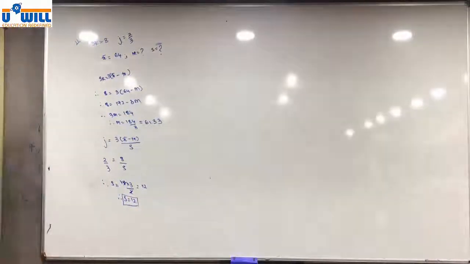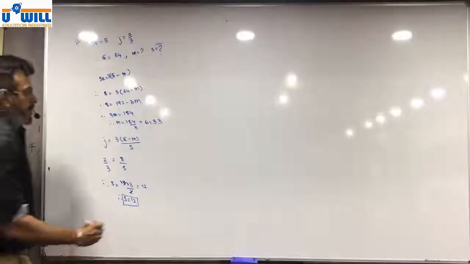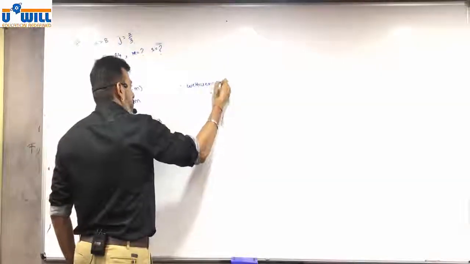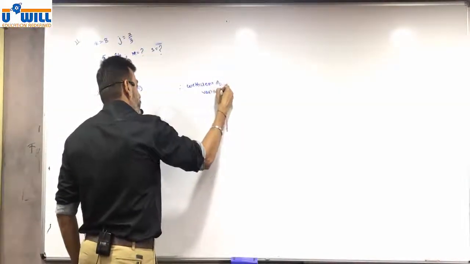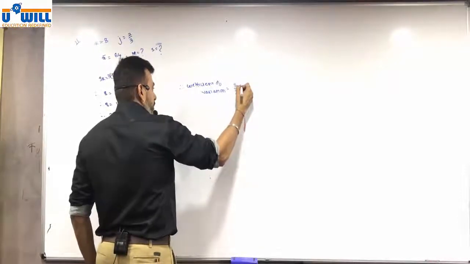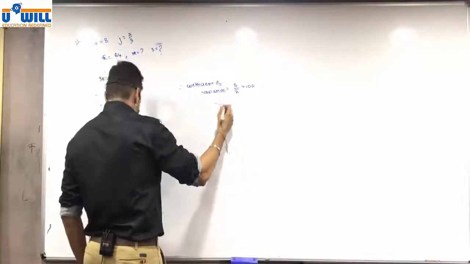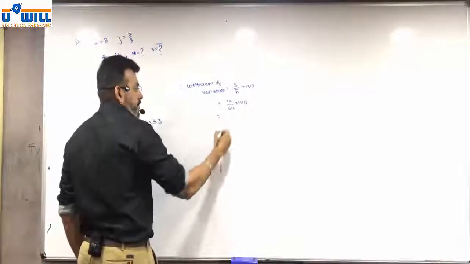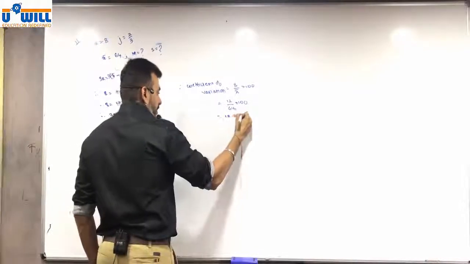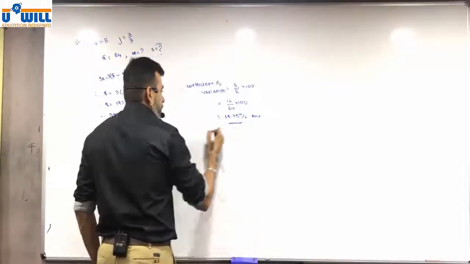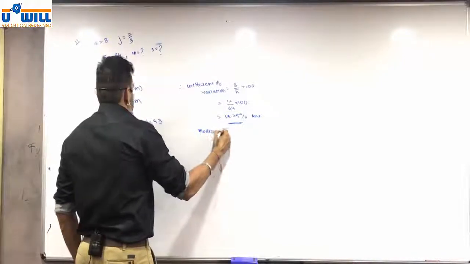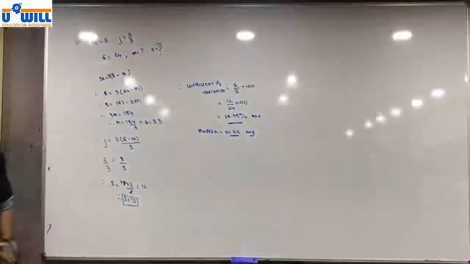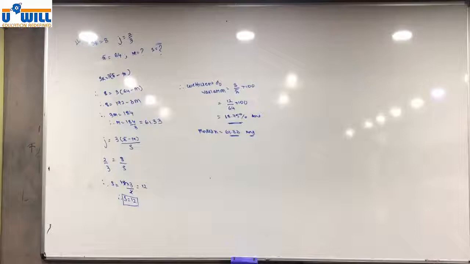What do we find now? We have to find coefficient of variation. Therefore, coefficient of variation is equal to S upon x bar into 100, which is equal to 12 upon 64 into 100, 18.75%. And median is equal to 61.33. We have to find two measures, median and coefficient of variation.